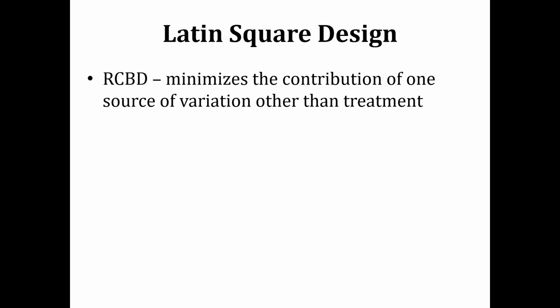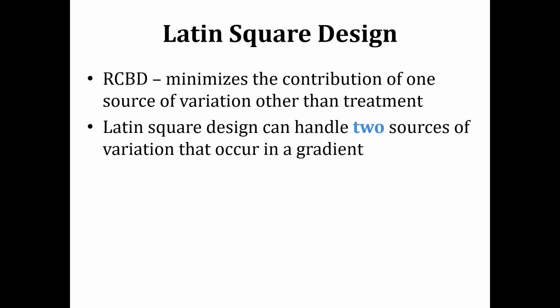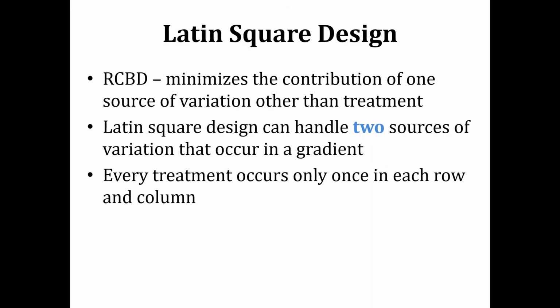So RCBD is good in field research where mostly we have one significant source of variation other than the treatments. The Latin square design can handle 2 sources of variation that occur in a gradient. So RCBD can handle only one source of variation other than treatment, while the Latin square design can handle 2 sources of variation that occur in a gradient in the field. And every treatment occurs only once in each row and column of the field, which is designed under Latin square design.